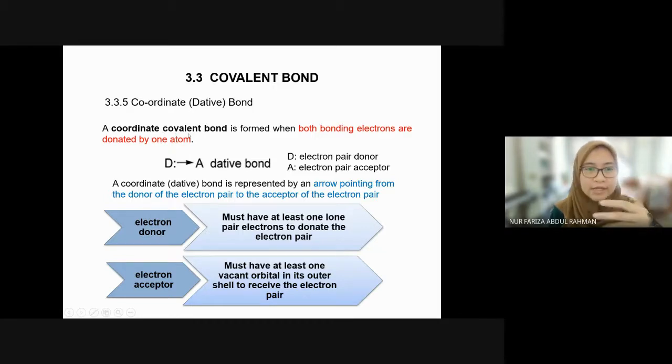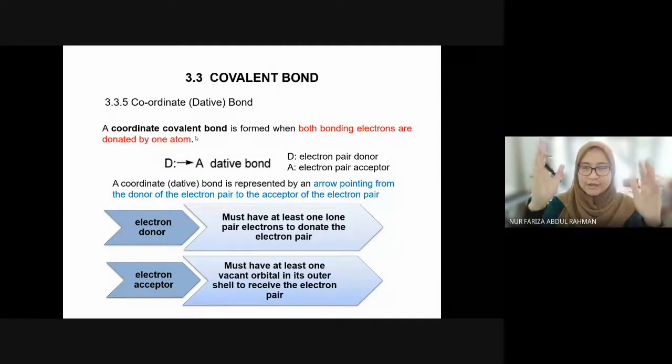So a coordinate covalent bond is formed when both bonding electrons are donated by only one atom. By one atom only. So that is what we call coordinate covalent bond. In order for you to get a better idea on what coordinate covalent bonds are, you have to compare it with the normal covalent bond. So what is the difference between these two? Normal covalent bond means each atom must contribute one electron.